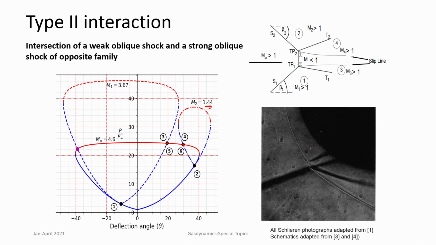shock interaction where you can see the shocks here, and you can see there is a very dark region which corresponds to the subsonic region. So type 2 interactions happen with a weak oblique shock and a stronger oblique shock. They are of opposite families.